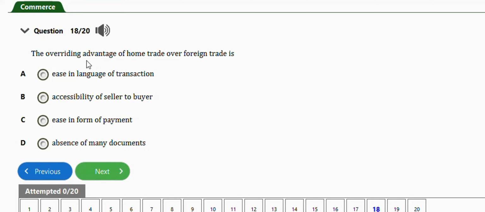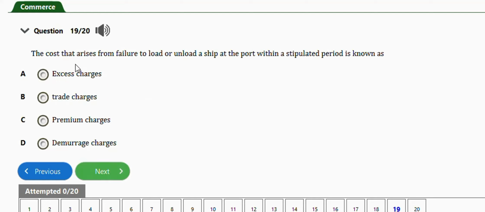It says the overriding advantage of home trade over foreign trade is in language of transaction, accessibility of the seller to buyer, is in form of payment, absence of billing document. Right answer is option B, which is accessibility to seller to buyer. Next question. The cost that arise from failure to load or unload a ship at a port within the stipulated period is known as demurrage charges. Option D.